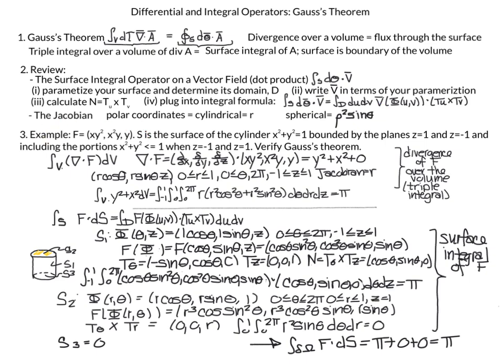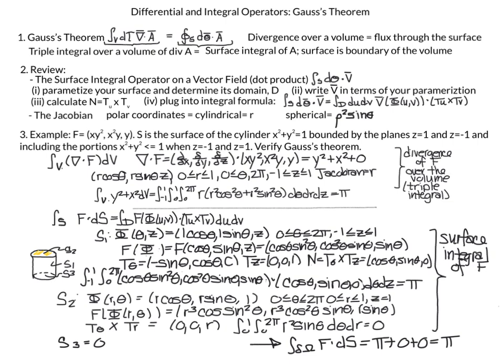Finally, we'll be doing a couple of examples where we calculate the volume integral of the divergence, and then we'll do a second calculation of the flux through the surface and see that they are equal. This is one of the examples we do here where we have a vector field and we have a surface of the cylinder. So we calculate the divergence of the vector field over the volume, which is this triple integral. And then we do a calculation of the surface integral of F, the flux. And we see that we get the same answer.